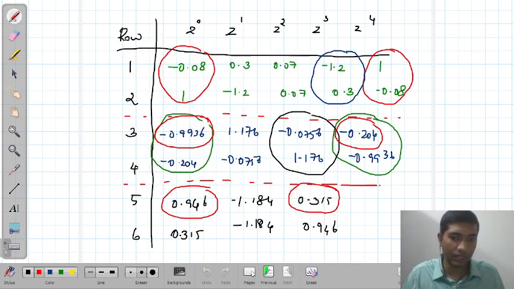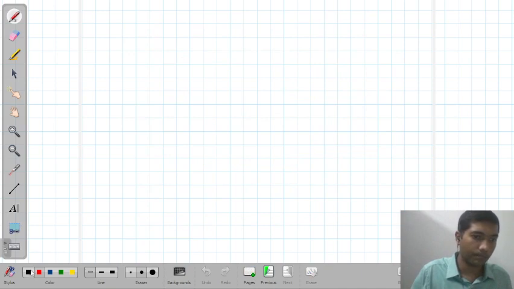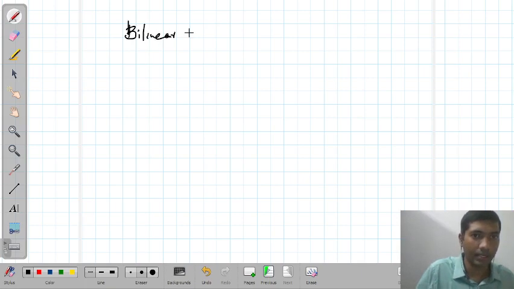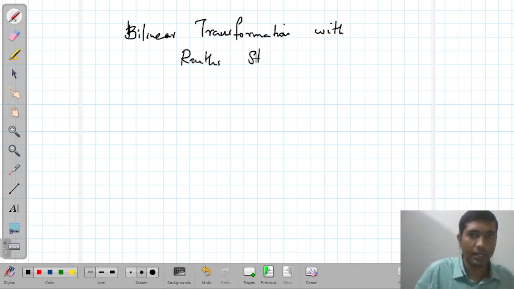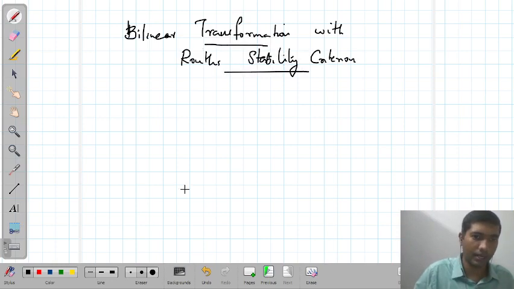Now I'll quickly mention the third method, which is bilinear transformation with the Routh stability criteria. So it is a pretty straightforward way. The method has two steps. So I'll write the steps.